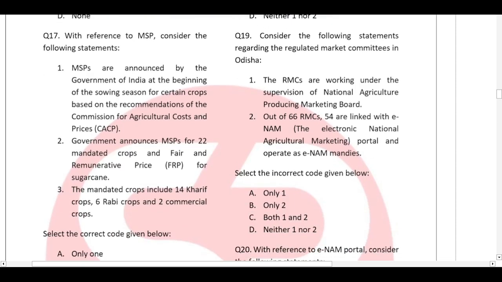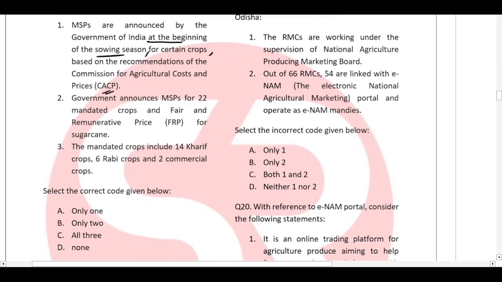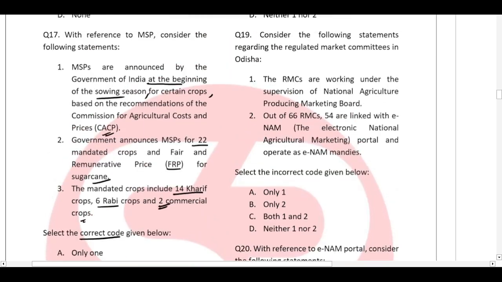With reference to the MSPs, consider the following statements. MSPs are announced by the Government of India at the beginning of sowing season for certain crops based on the recommendation of CACP. Government announces MSP for 22 mandated crops and FRP for sugarcane. The mandated crops include 14 Kharif crops, 6 Rabi crops, and 2 commercial crops. Select the correct code given below.